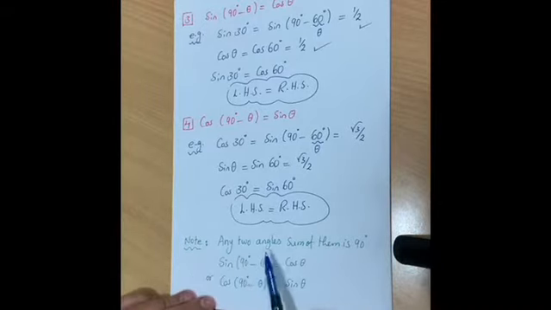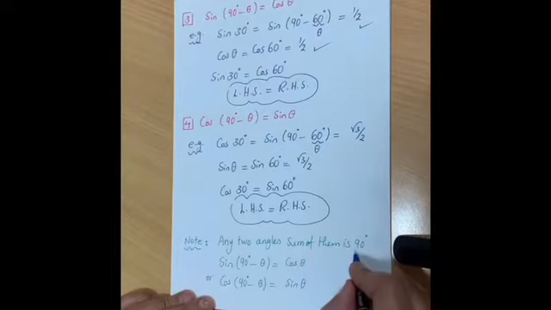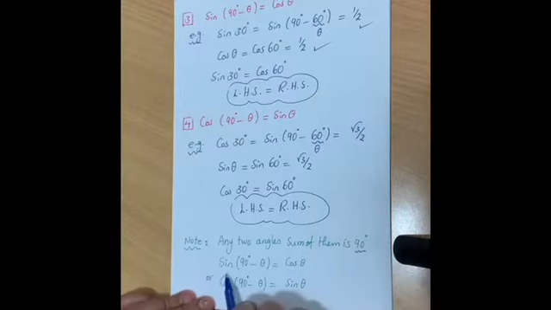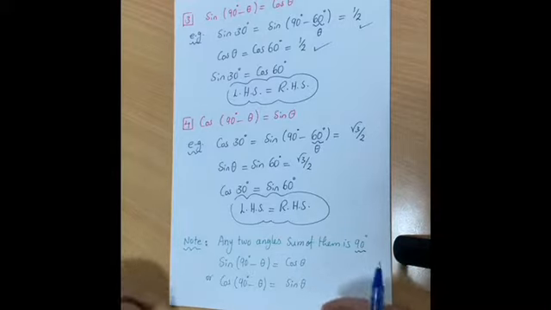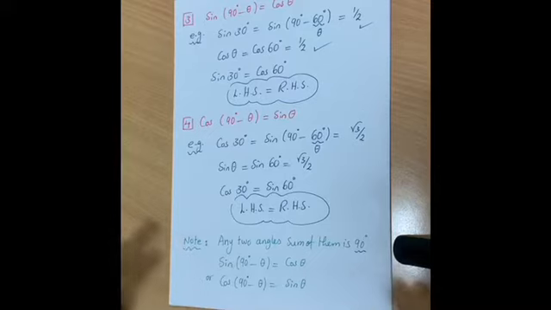Any two angles whose sum is 90 degrees: sine of one of them is equal to cosine of the other, and cosine of one of them is equal to sine of the other. Any two angles, sum of them is 90, sine of one of the angles is equal to cosine of the other, and cosine of one of them is equal to sine of the other.